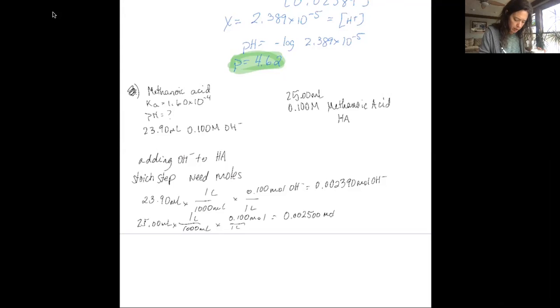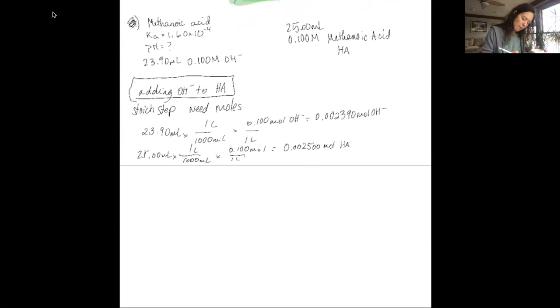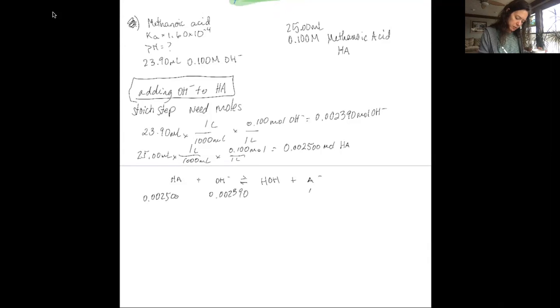My hands hurt from writing so much, you guys. Okay. If I am adding OH to HA, then they both need to be reactants. HA plus OH. That OH is going to take every bit of H it can. Strongest base there is. Let's plug in our moles, starting with HA, 0.00250, and here we've got 0.002390. We're not worried about our water, and here we have 0.